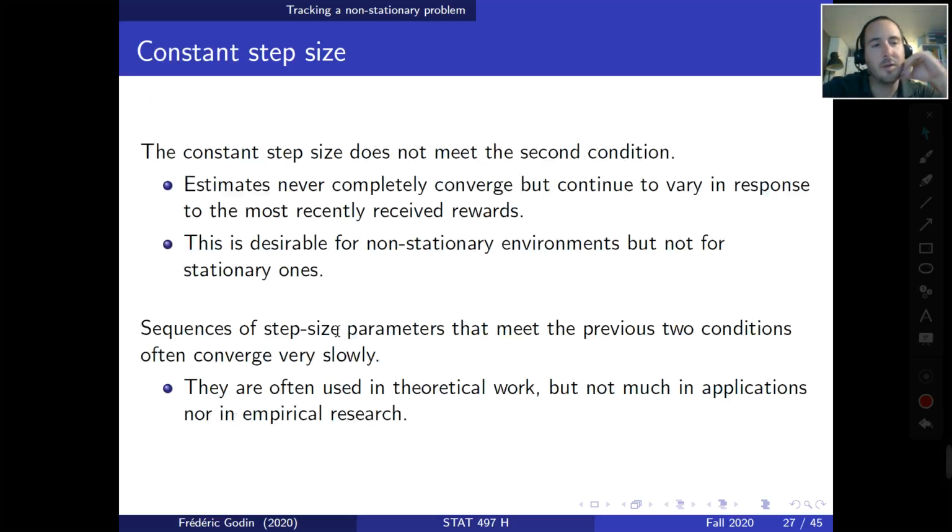Okay, so this is good for stationary problems. If you have a stationary problem, then it makes sense to have equally weighted rewards to form your estimates, because it will converge to the true expected value. But for a non-stationary problem, you can never converge to the true expected value, because the true expected value keeps on changing. So in that case, it makes more sense to weight more heavily recent rewards and use an unequally weighted scheme.